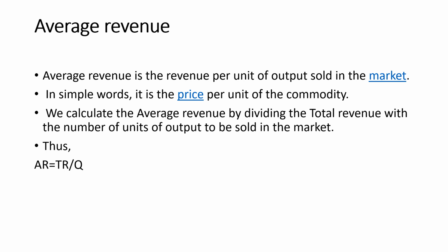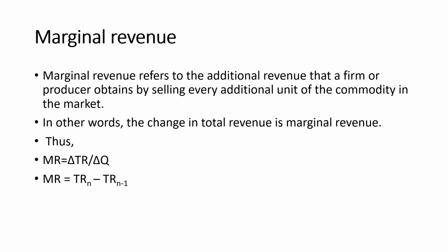Here AR stands for average revenue, TR is the total revenue, and Q is the number of units of output sold in the market. Now, marginal revenue. Marginal revenue is the additional revenue that a firm or a producer earns as a result of selling an additional unit of the commodity in the market.